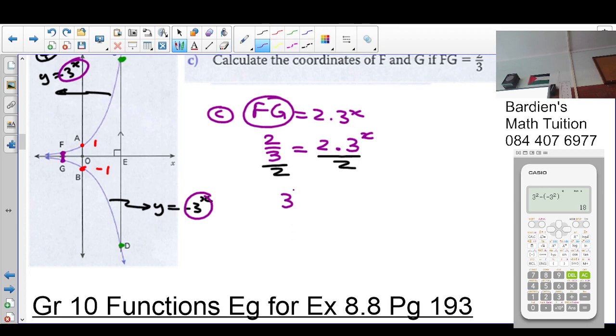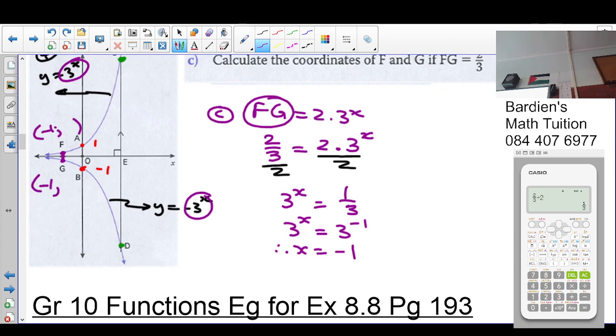Okay. So 3 to the x is equal to, on a calculator, let's say 2 over 3 must be divided by 2. It's a third. Now what? 3 to the negative 1. So 3 to the x is equal to 3 to the negative 1. Therefore, x is equal to negative 1. Which now means the x value of F is negative 1 and the x value of G is negative 1.